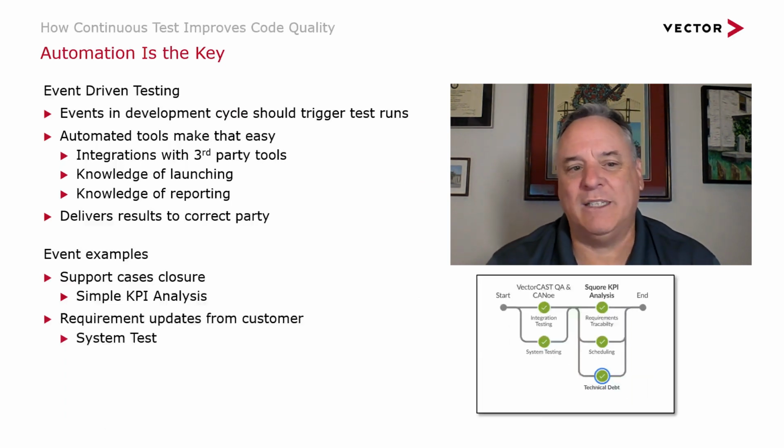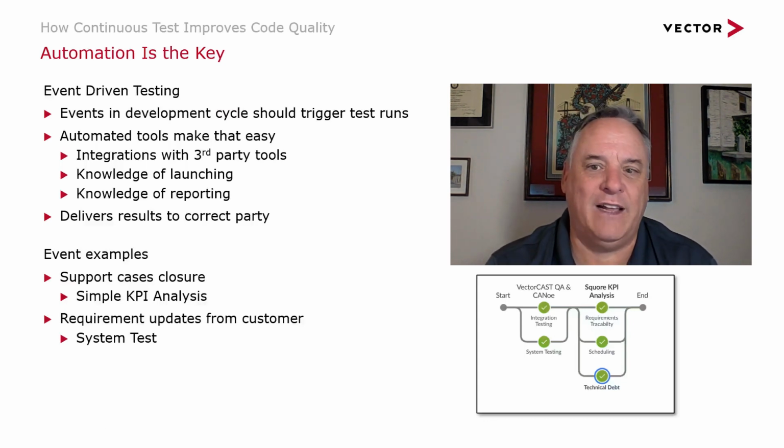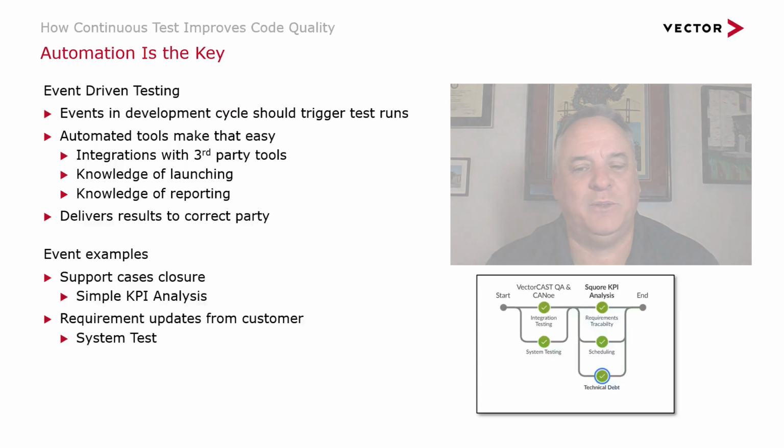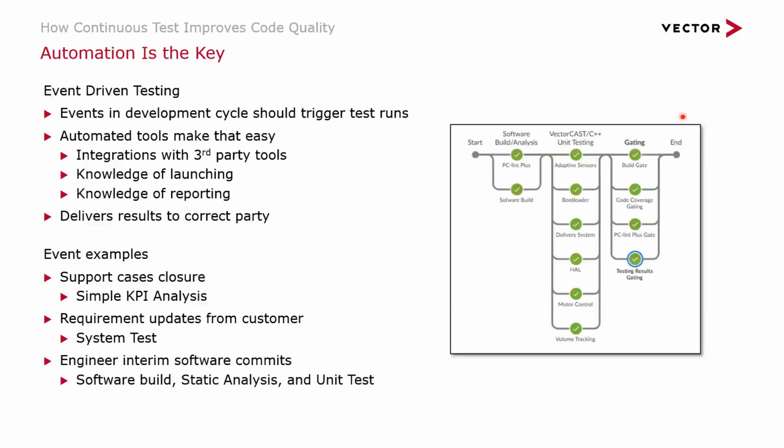We get requirements updates from a customer, and that would normally include some type of system testing. In this case, we're doing some integration and system testing to make sure that the requirements we recorded before are still valid. Okay, and then some KPI analysis for requirements traceability, scheduling, and technical debt.